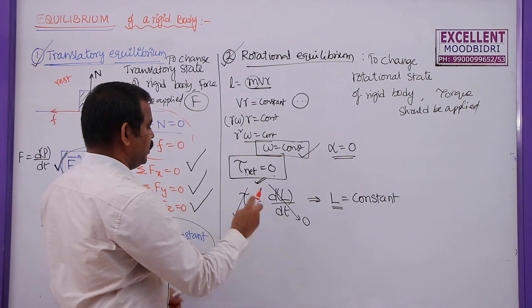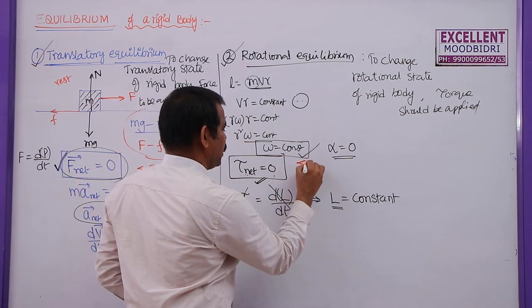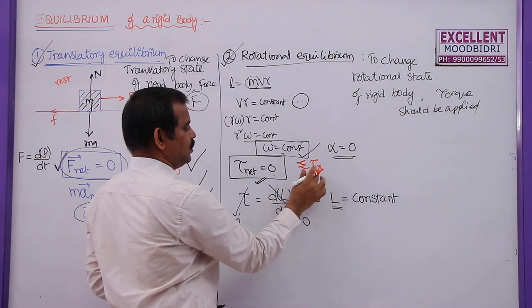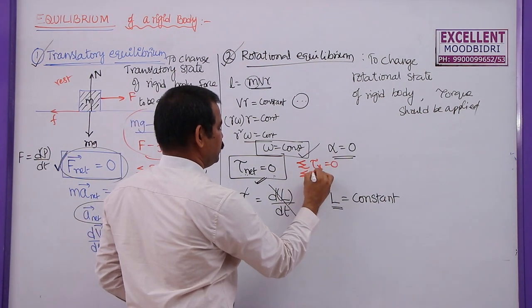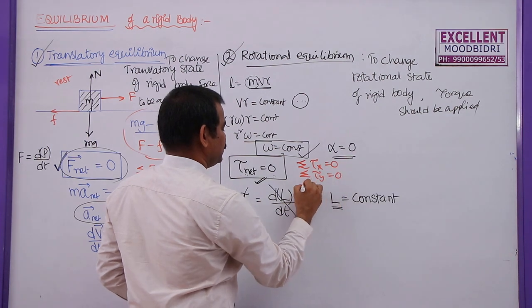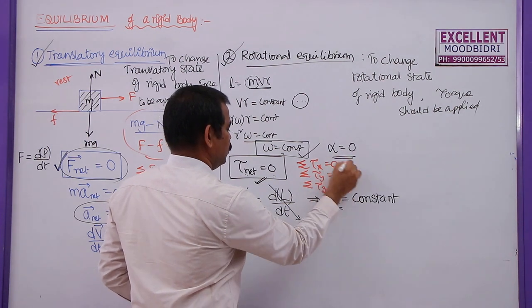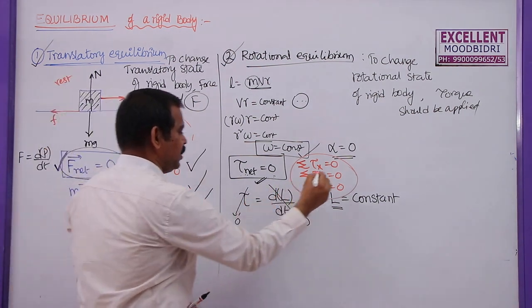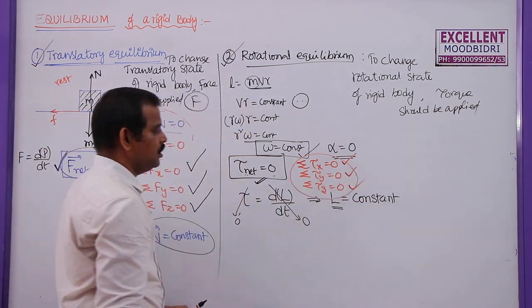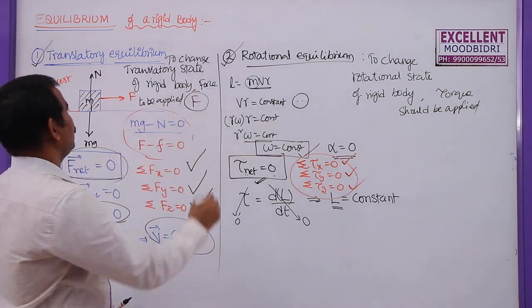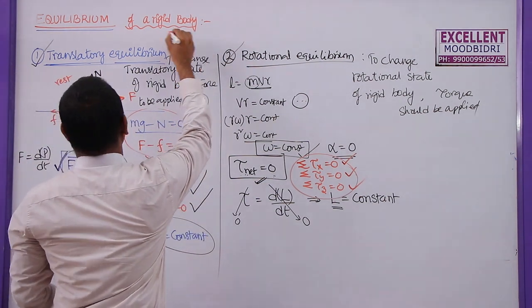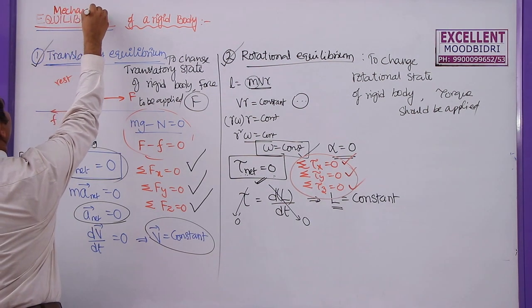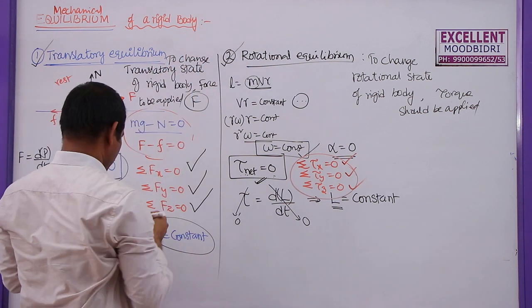Similarly, when net torque is 0, that is, the sum of the torques acting along x-axis should be 0, sum of the torques along y-axis should be 0, sum of the torques along z-axis is equal to 0. So, if a body satisfies all these 6 independent conditions, then the body is said to be in mechanical equilibrium. So, this is equilibrium, or we can call it mechanical equilibrium of a rigid body.